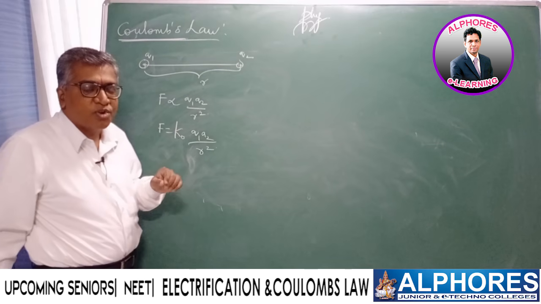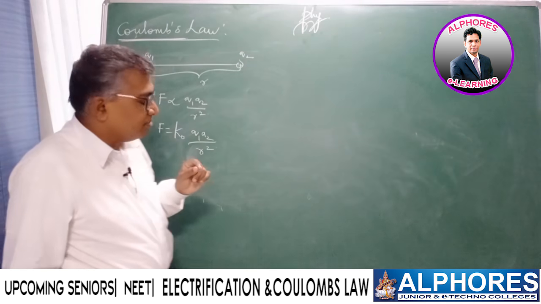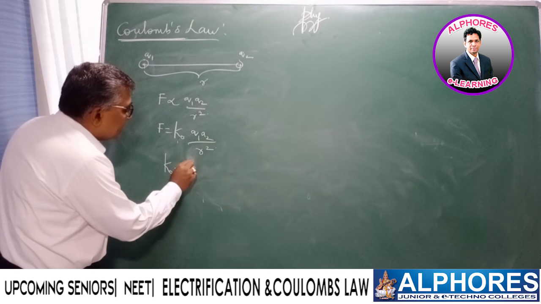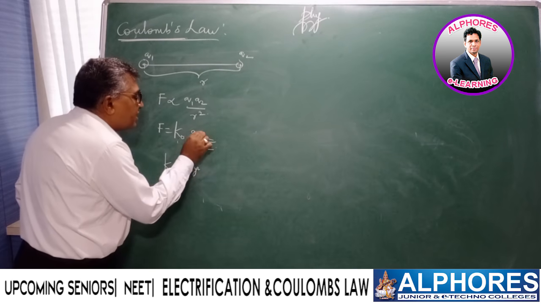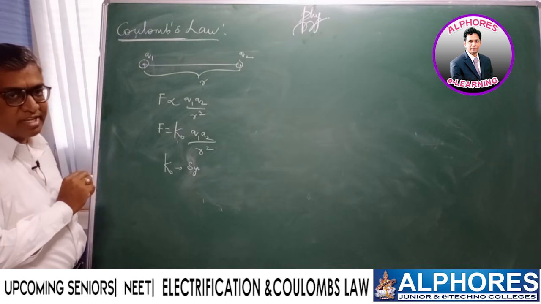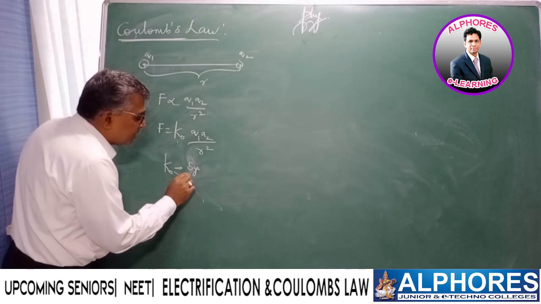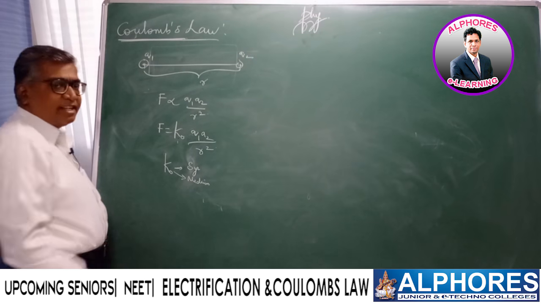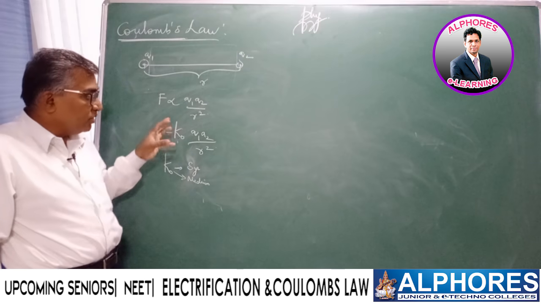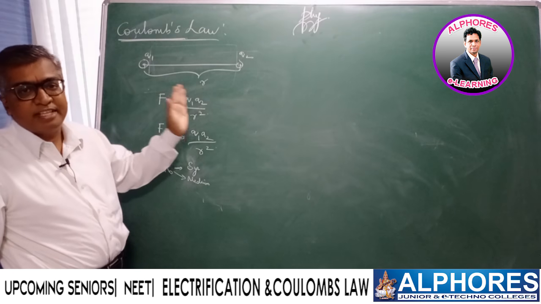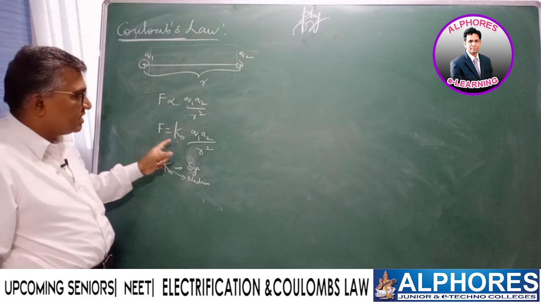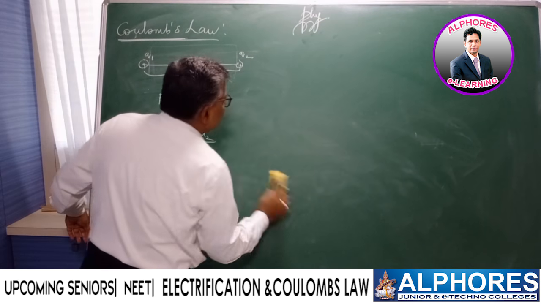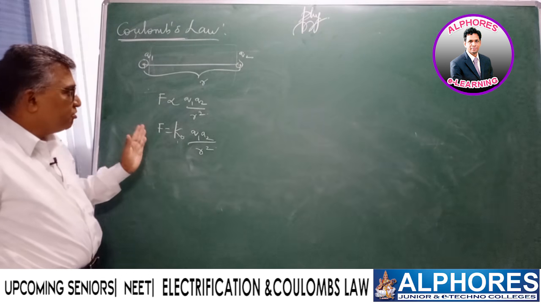Now this constant is called Coulomb's constant, small k naught. It depends on the system of units of all the quantities you consider, and it also depends on the medium that is present between the charges. Based on this, the constant k naught is defined. In various systems of units, the force differs.